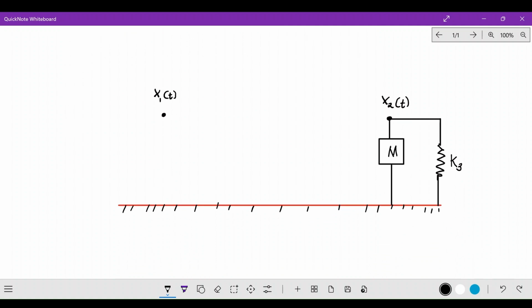So I'm going to draw mass number 1 here. This is m1, and then I'll connect it that way. And also there is a spring in parallel to mass number 1, with a spring constant what? K1, isn't it? And then also there is a force applied here, right?